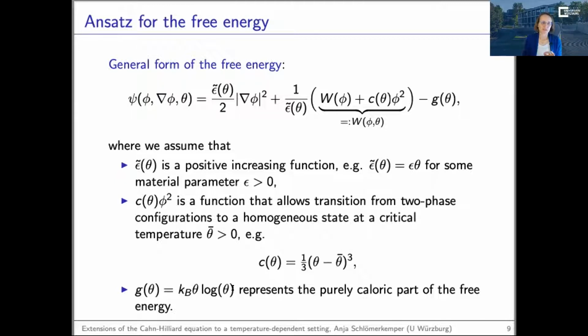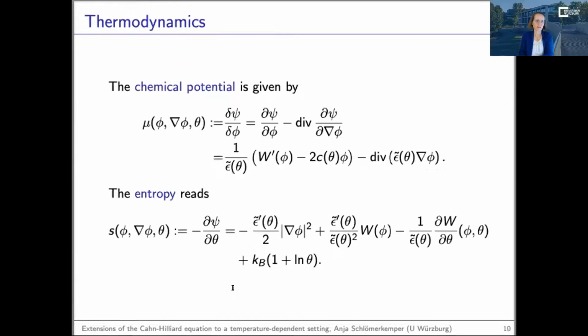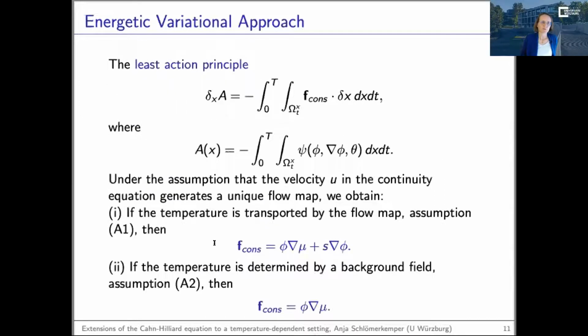So this energy is the starting point of the derivation that we use for deriving the chemical potential. The chemical potential is just the variation of this free energy with respect to the phase field. This is just the derivation, so you get this formula. Similarly, the entropy we can obtain by looking at the derivative of the free energy with respect to the temperature. So therefore, we have the chemical potential and the entropy derived.